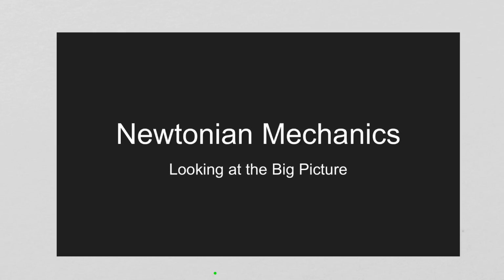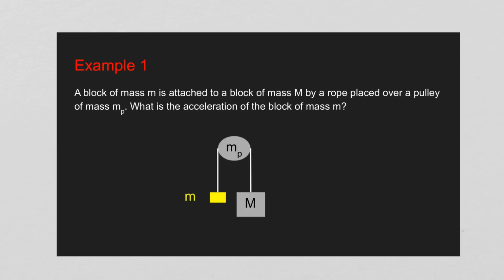Now we're going to jump back into Newtonian mechanics, and we're going to look at the big picture. And by big picture, I mean system approach, which is kind of nice. Because remember, when we're looking at systems, we only care about things that are external to the systems. External forces on the system cause accelerations of the system. So we have a block and a pulley. This pulley has mass because, well, you're just that good.